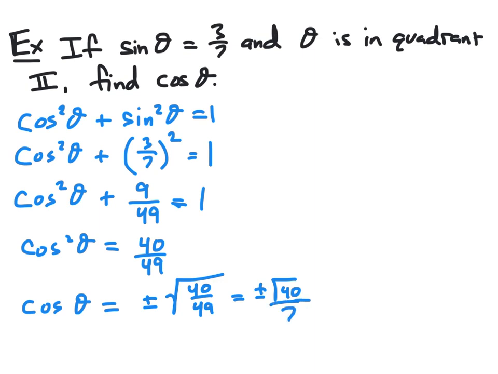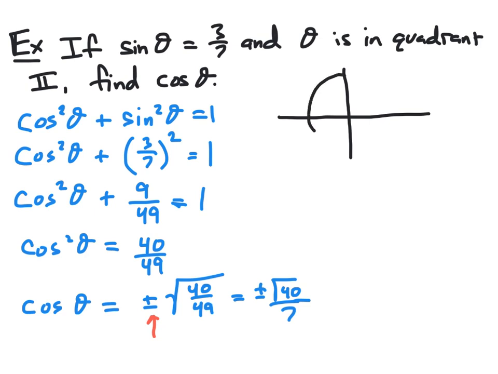Notice that the plus or minus here is incredibly important. When we solve this equation by taking square roots, we always have two solutions. And it's going to be up to us to determine whether we want the positive square root of 40 or the negative square root of 40 in our answer. To figure that out, we're going to consider the quadrant that we're told our angle is in. So here our angle theta is in quadrant 2.